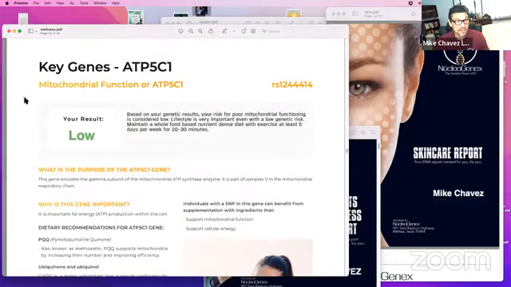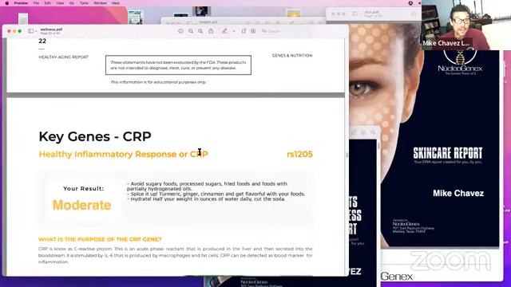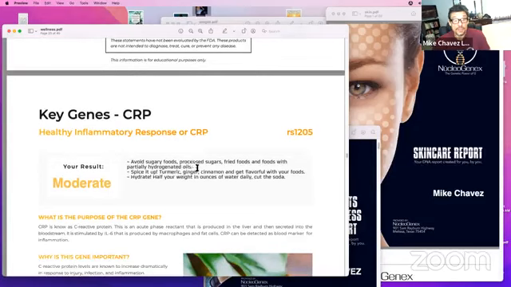I didn't get this variant, so it says low, so I got a green, I'm good to go. And then this one is a CRP, healthy inflammatory response, right? Moderate, it says avoid sugary foods, processed foods, and foods with partially hydrogenated oils. Again, spice it up with turmeric. Turmeric is known to reduce inflammation, ginger, cinnamon, and obviously it flavors your food as well. Hydrate half your weight in ounces of water daily and cut out the soda.